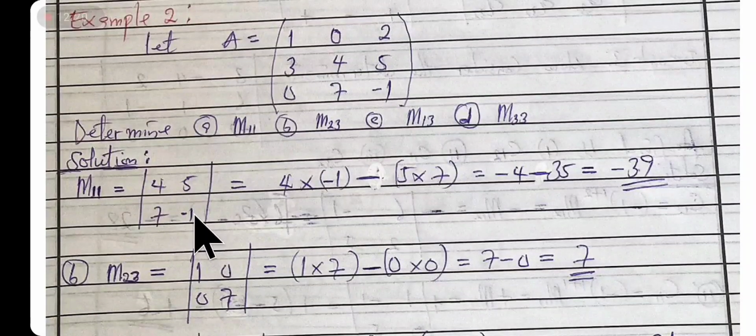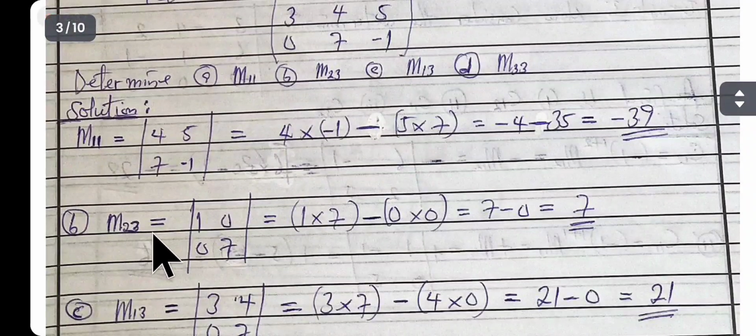Then you find the determinant of it. So this is going to be 4 times minus 1, that's what we have here. Then minus 5 times 7. So 4 times minus 1 is minus 4. Minus 5 times 7 is 35. 4 minus 35 is minus 39.